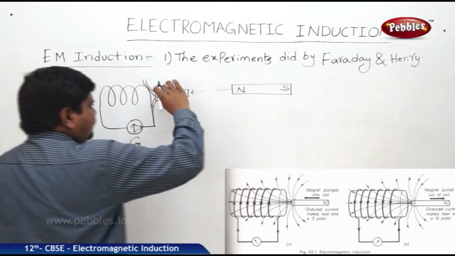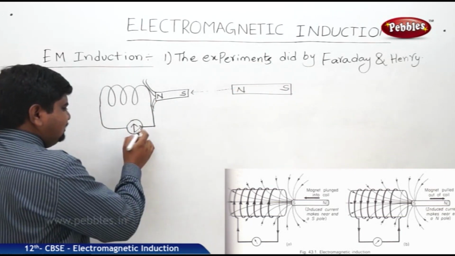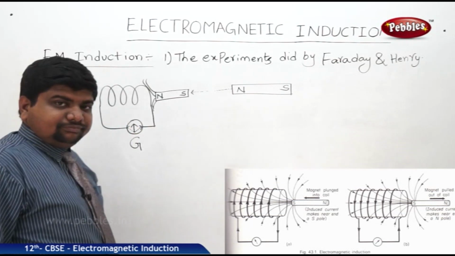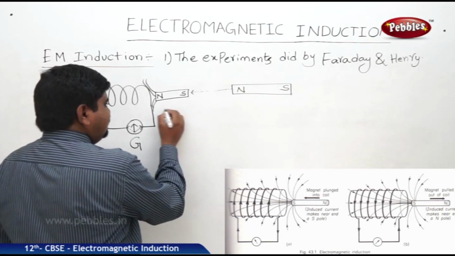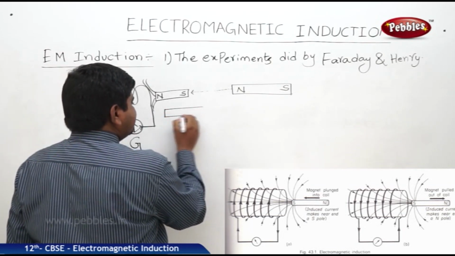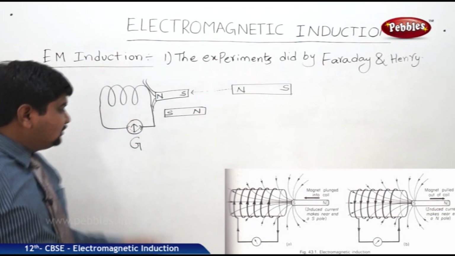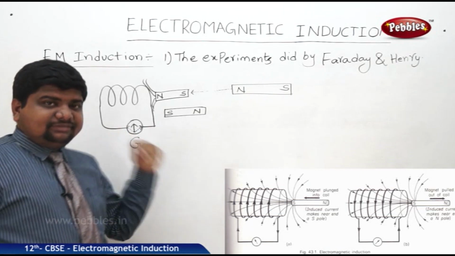Now when they removed the north pole to a long distance, the galvanometer needle moved in the opposite direction. They did the same experiment by interchanging the poles of the magnet, south and north, and they observed the same deflections in the reverse order.